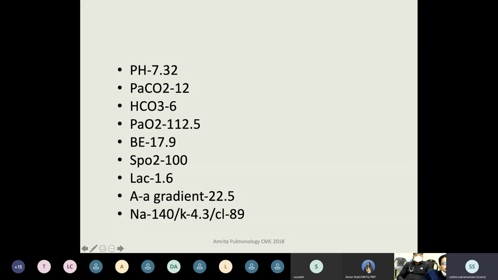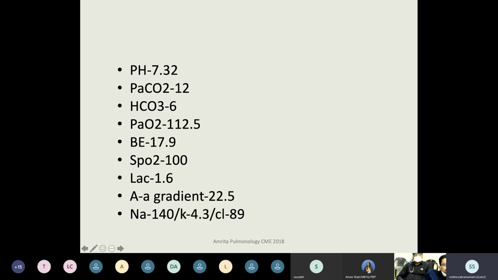pH is 7.32, so there is acidosis. Look at bicarb. So there is definitely metabolic acidosis. But look at PaCO2, 12. Both are reduced in the same direction, which is very unusual, isn't it? So I would like to check whether these values are actually correct in the first place.